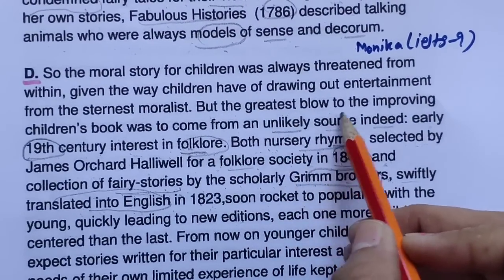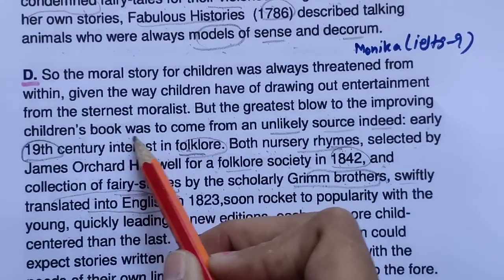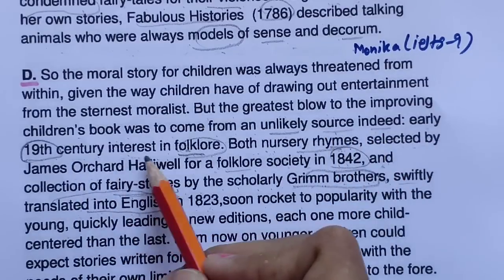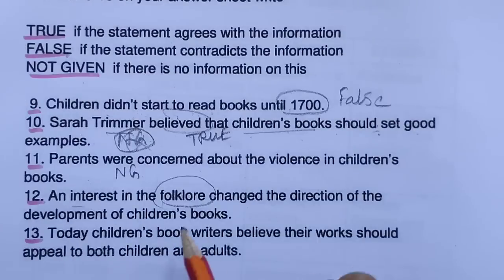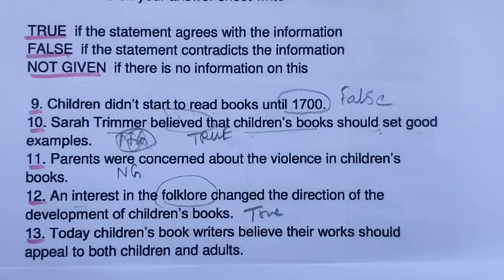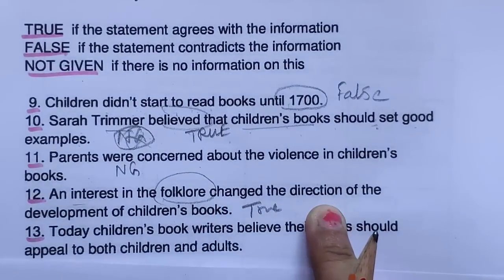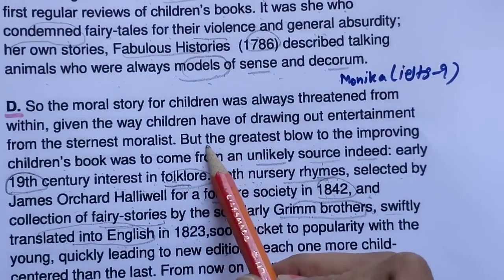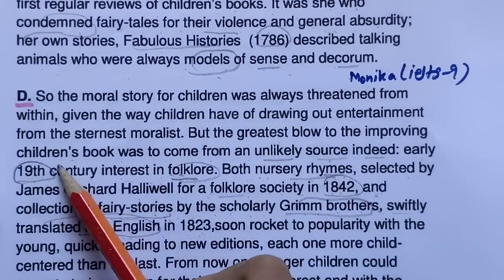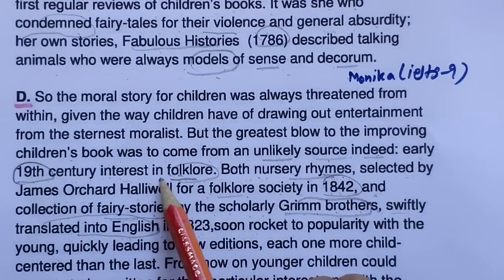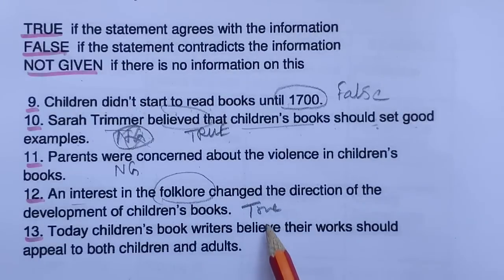But the greatest blow to the improving children's book was to come from an unlikely source indeed, early 19th century interest in folklore. So it means true. See this, I will show you the location. An interest in the folklore changed the direction of development of children's books. See this. But the greatest blow to the improving children's book was to come from an unlikely source indeed, early 19th century interest in folklore. So I will go with true.